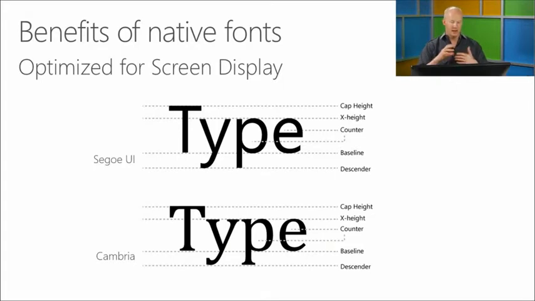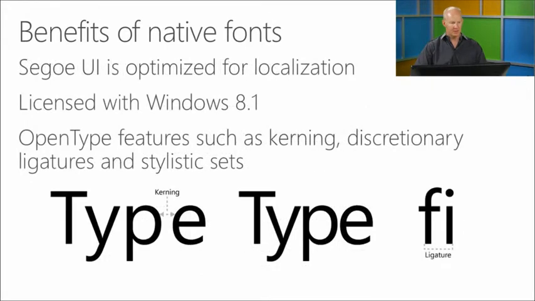And it's again one of those things that you need to think about your application and your scenarios. What do you want to kind of get for free and just leverage from the system? And what might you want to tune and change to reflect something about the personality in your app and use your own custom font? Right? So the benefits of the native fonts, as I had mentioned, they're optimized for localization, they're licensed with Windows 8.1, and they've got OpenType features such as kerning and ligatures.